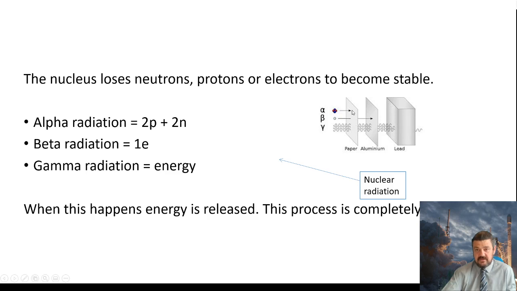Alpha gets stopped at paper. Beta will go through paper and get stopped at aluminium or tin foil. And gamma will go through pretty much everything, but it will stop at lead.